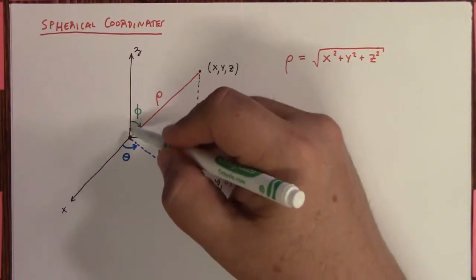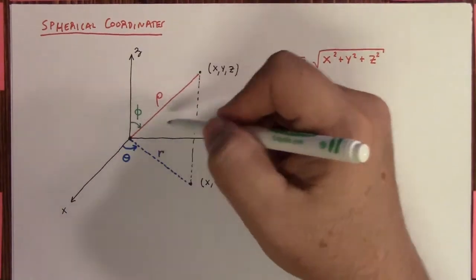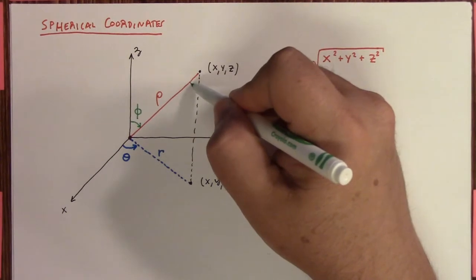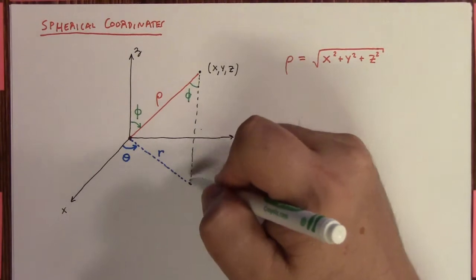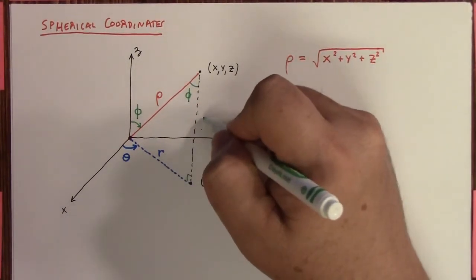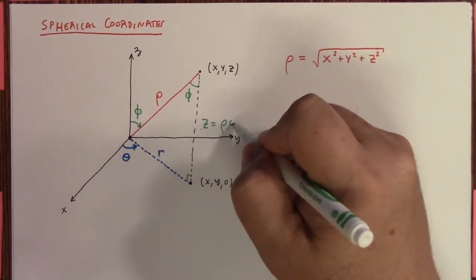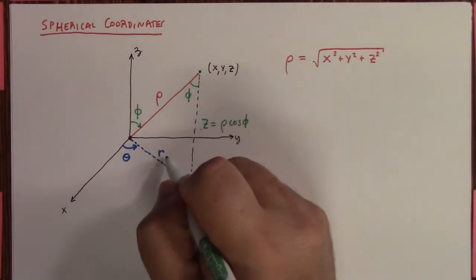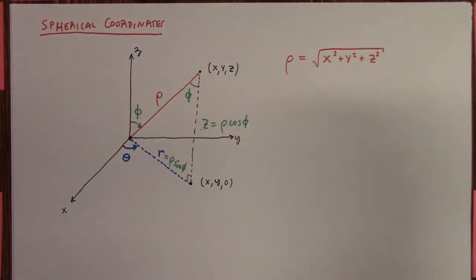But if you look at that, the z-axis and this line are parallel. So by geometry, these are alternate interior angles to two parallel lines. So that means that this is also phi. And once you know that, then you know that there's a right triangle here. And so this gives us z equals rho cosine phi. And down here we have r equal to rho sine phi.